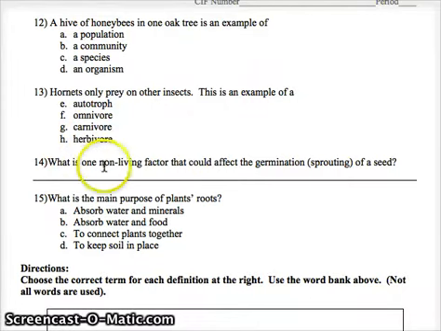14. What is one non-living factor that could affect the germination or sprouting of a seed? Write your answer on the line below. 15. What is the main purpose of plants' roots? A. Absorb water and minerals. B. Absorb water and food. C. To connect plants together. D. To keep soil in place.